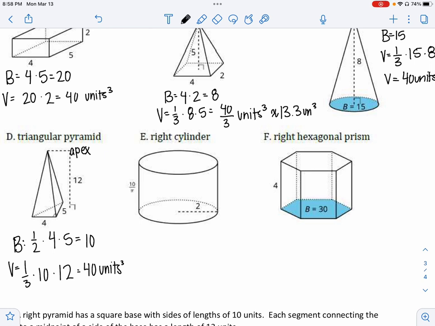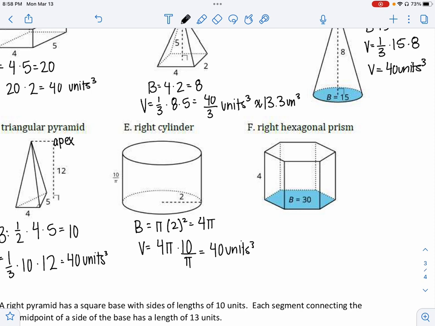Okay, the right cylinder, we have the radius and the base being a circle. That's going to equal pi times the radius squared, which equals 4 pi. And since it's not an apex, we're going to do 4 pi, which is the base, times the height of 10 divided by pi. That equals 40 units cubed. And this last one, if we have a base of 30, we already know that the base area is 30, volume is going to be 30 times 4, which equals 120 units cubed.